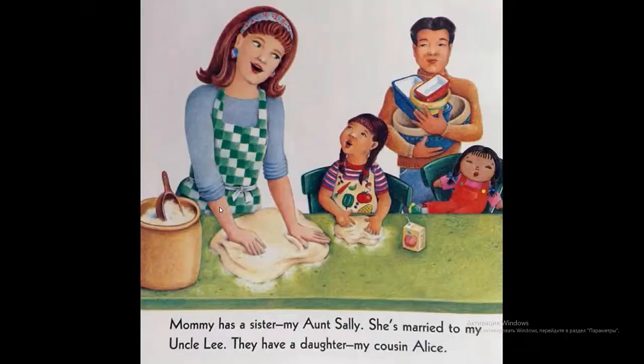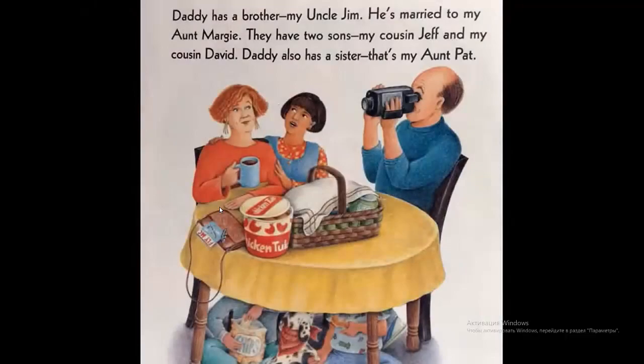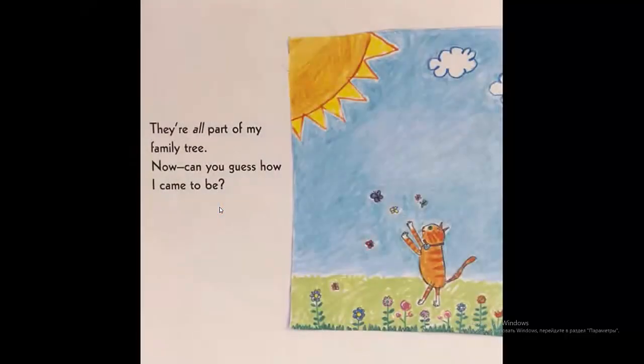Mommy has a sister, my Aunt Sally. She's married to my Uncle Lee. They have a daughter, my cousin Alice. They're all part of my family tree. Daddy has a brother, my Uncle Jim. He's married to my Aunt Margie. They have two sons, my cousin Jeff and my cousin David. Daddy also has a sister. That's my Aunt Pat. They're all part of my family tree. Now, can you guess how I came to be?